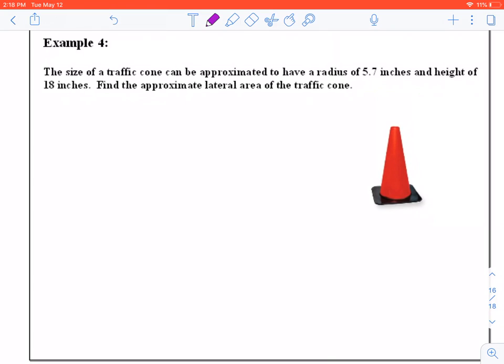Take a look at example 4 then. It says, the size of a traffic cone can be approximated to have a radius of 5.7 inches and a height of 18 inches. So I have a radius here that is 5.7. I have a height that is 18 inches. It says find the approximate lateral area. Now, lateral area, remember, means no base.